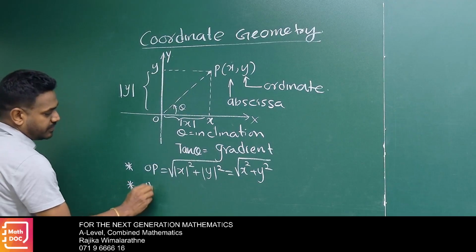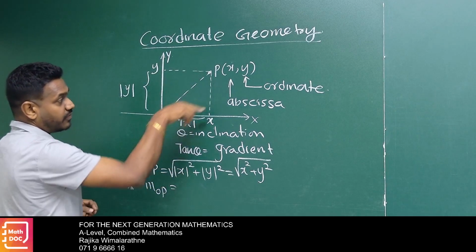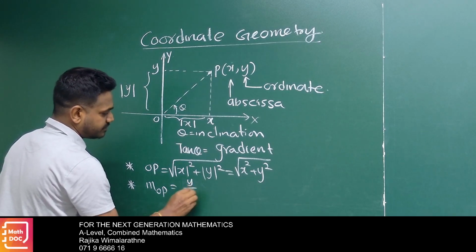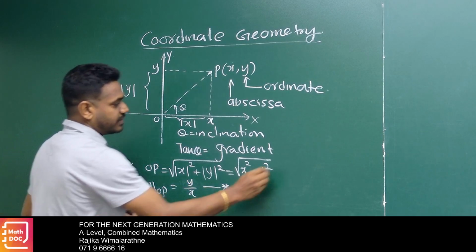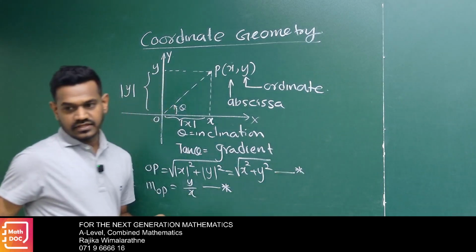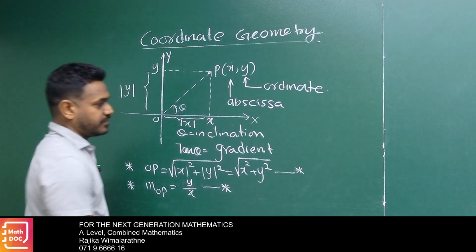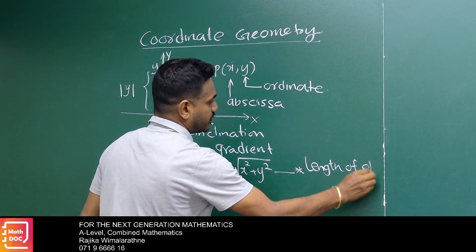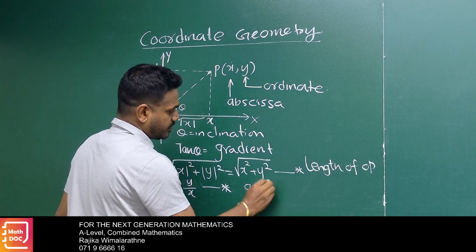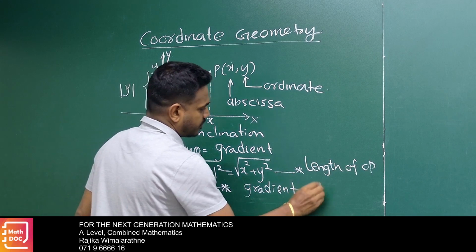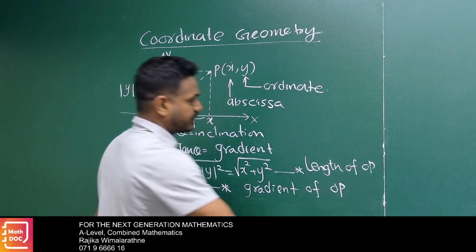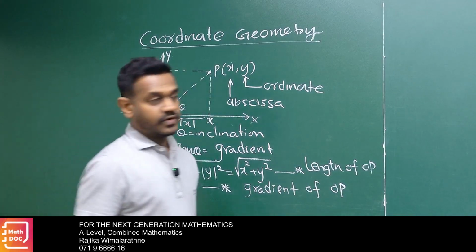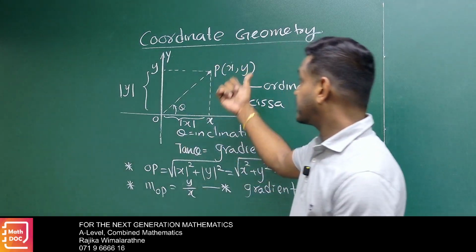Then m of OP, we say the gradient of the OP line segment, is y divided by x. Here the length of OP and here the gradient of OP. So this is the first theorem. Okay, I'm going to revise this one, but anyway you just write this on coordinate geometry.